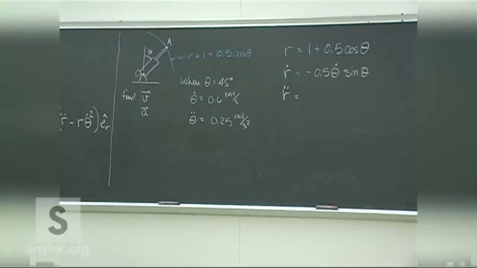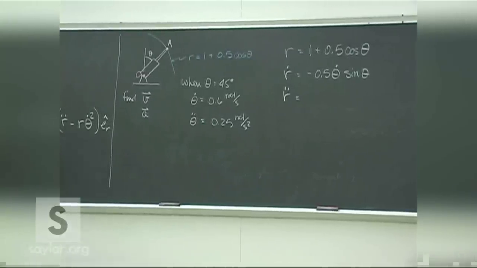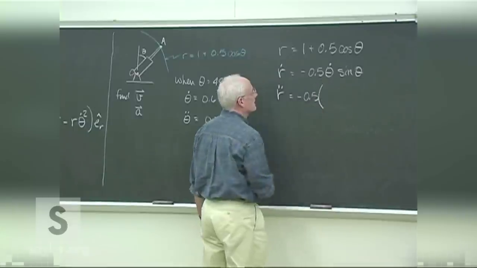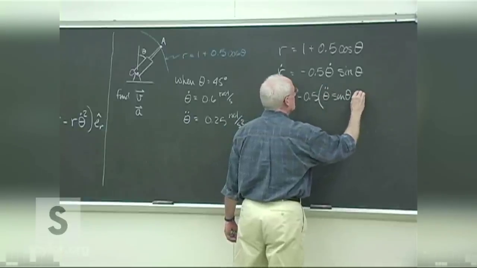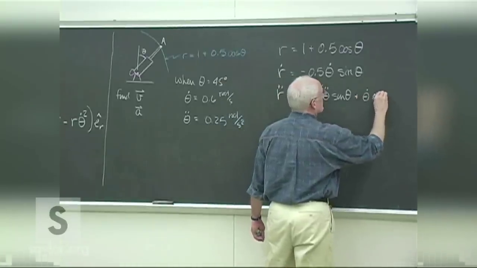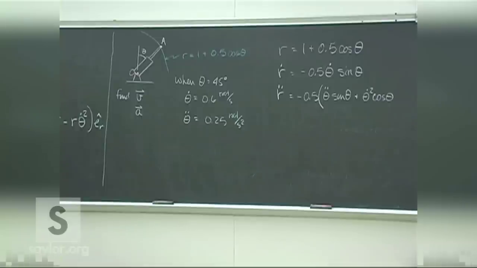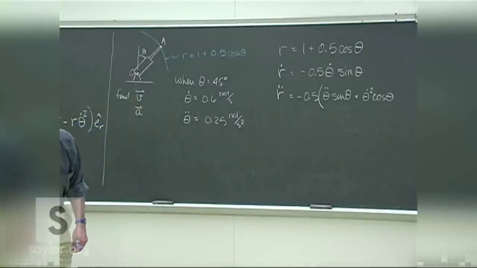Double dot. It's going to have a couple parts to it. Let's see if we're going to look at the same thing. Bring the minus 0.05 out in front as a constant. Theta double dot sine theta plus theta dot cosine theta, theta dot squared. Is that right? And yeah, we won't have a minus sign there, so that'll look okay. Yeah, not theta double, theta dot.